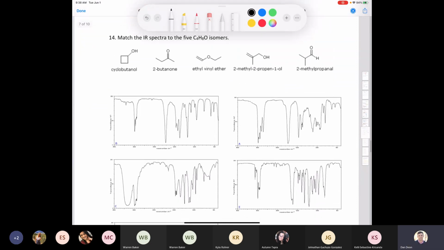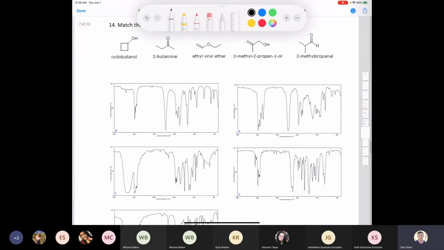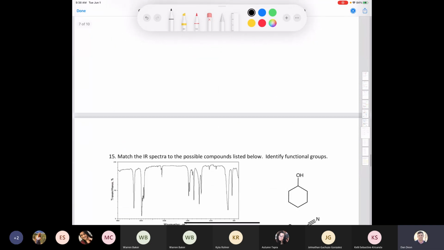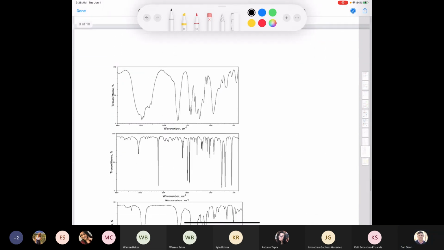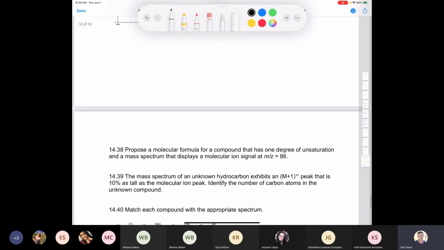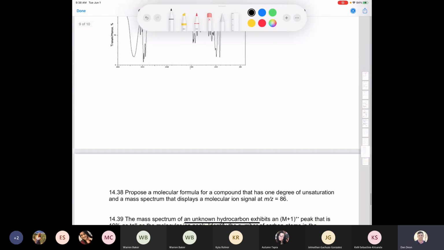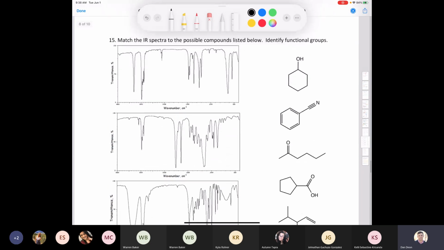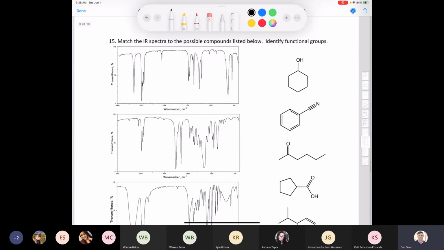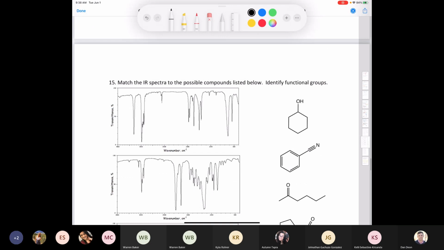The next one is matching the infrared spectra with all of these isomers. The next ones are questions that come straight from the book. Let's try one more problem, and then we're going to have to move on to chapter 5.